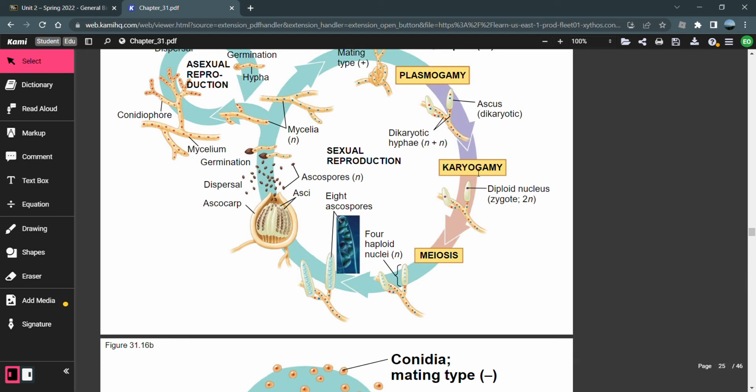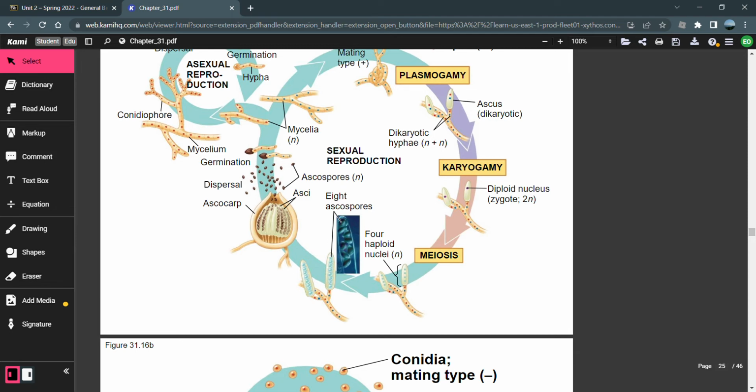Once karyogamy takes place, those two nuclei fuse and become a diploid nucleus, which is a zygote. And it's short-lived, of course, because it's a fungus, and it will undergo meiosis. It will go one round of meiosis, which makes 4 haploid nuclei, and those 4 haploid nuclei will undergo mitosis, creating 8 ascospores.